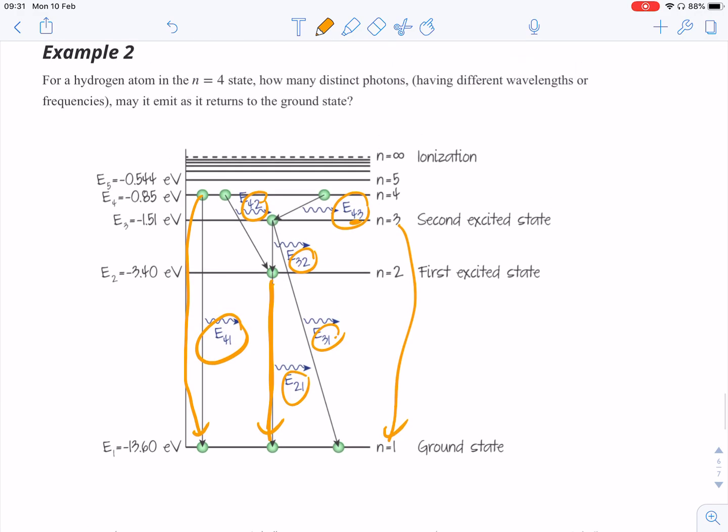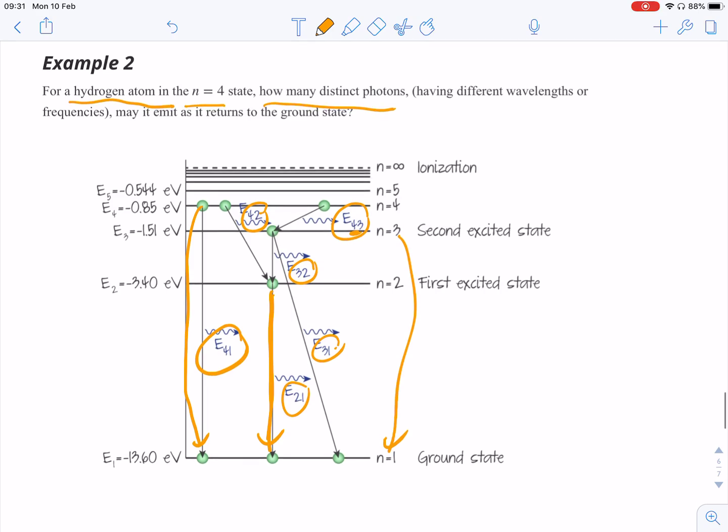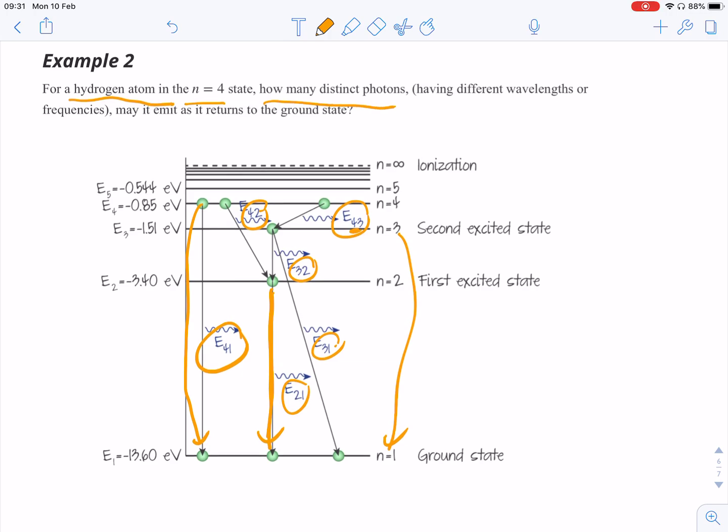Okay. So this could be one of the questions that you get asked. It might say a hydrogen atom, like it is now, is in a certain state. How many distinct photons that have different wavelengths or frequencies can it emit? Okay. So here the answer is 1, 2, 3, 4, 5, 6 different ones as it goes from n=4 to n=1.